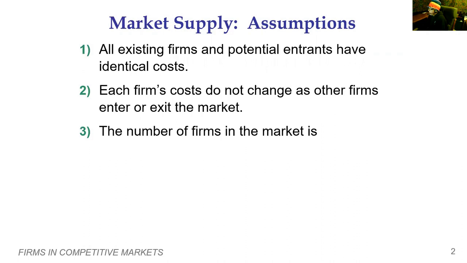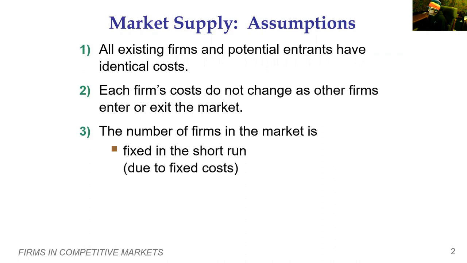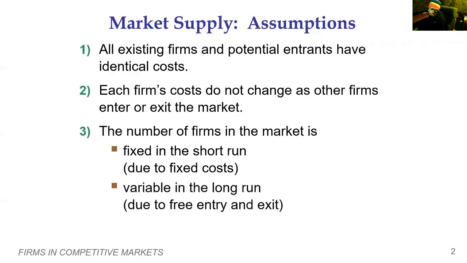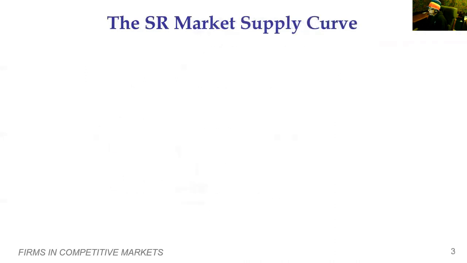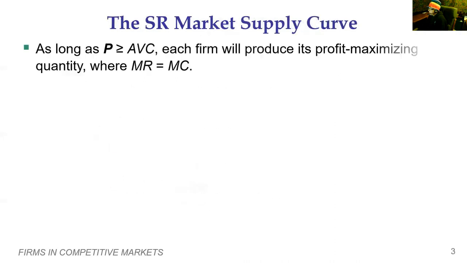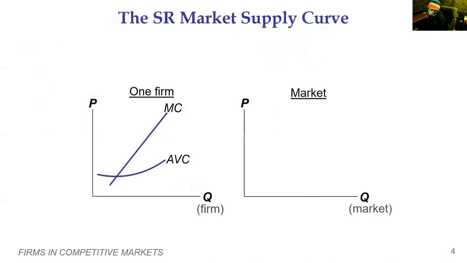We're going to say that the number of firms in the market in the short term is fixed, and then in the long term is variable. So the short run market supply curve, remember, as long as average variable cost is less than or equal to price, then we're going to produce where marginal revenue and marginal cost meet. So here we have a good example of taking a look at one firm. And again, here's the supply curve for the one firm in a perfectly competitive market.